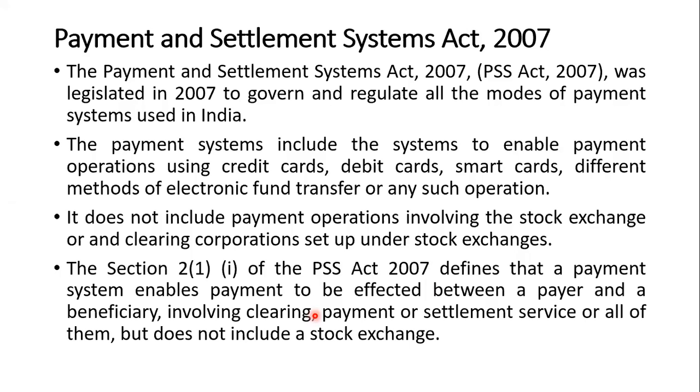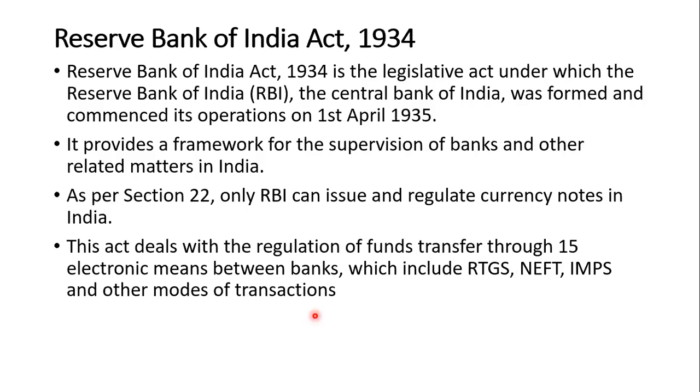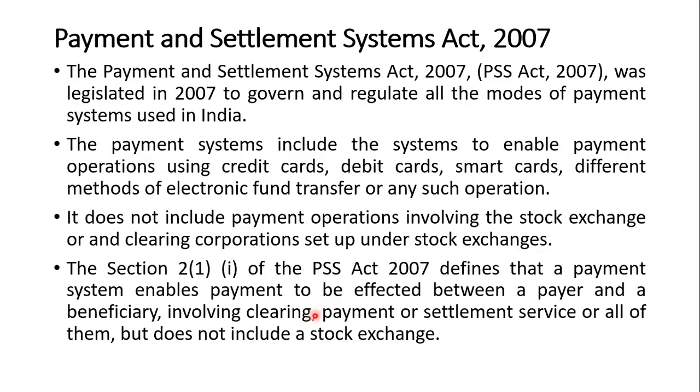The PSS Act will allow you to make a payment between a payer and a beneficiary, but it will not involve any stock exchange data. Right? So these are the different types of Acts which fall under banking that we have seen. We have been through the Bankers' Books Evidence Act, then the RBI Act, and then finally the PSS Act.